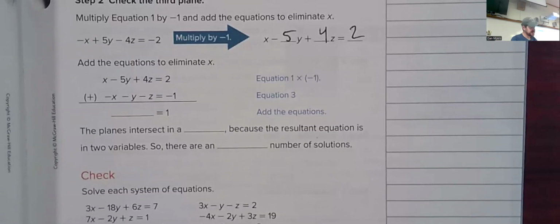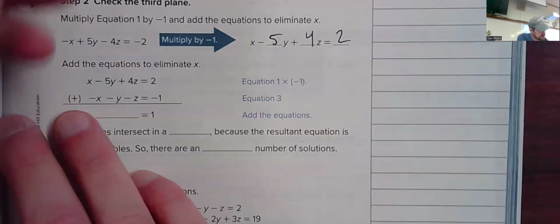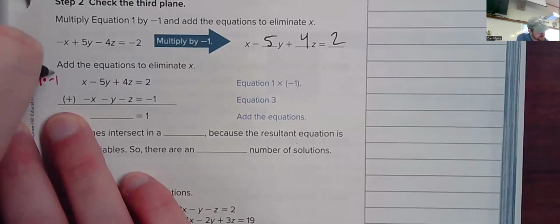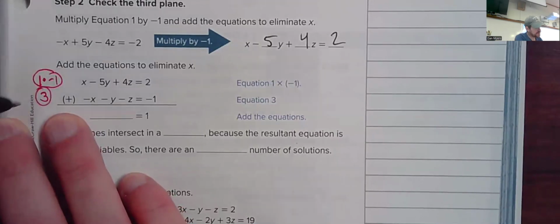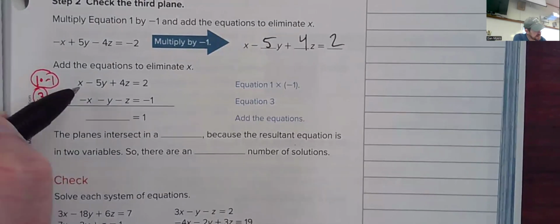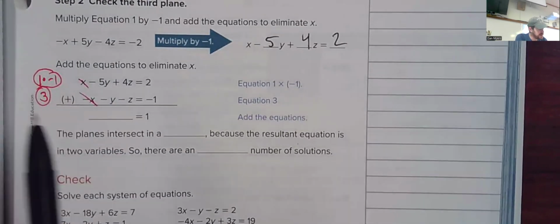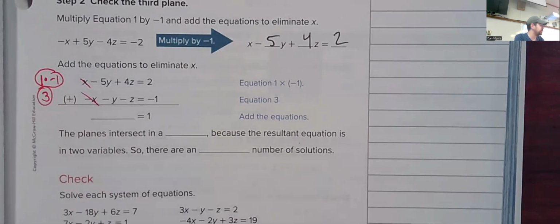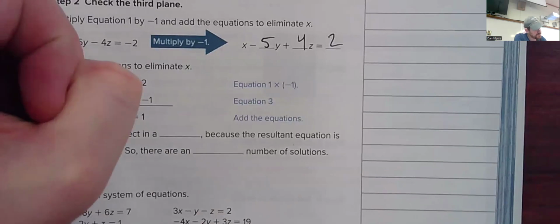And so we're going to have ourselves equation 1 times negative 1 over equation 3. Those are the two that we're matching up. And if we add all the way through, the positive x and the negative x are going to cancel. However, a negative 5y plus a negative y doesn't cancel out. That gives us negative 6y.